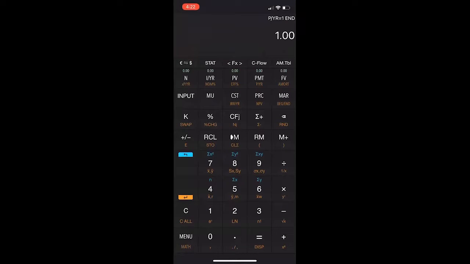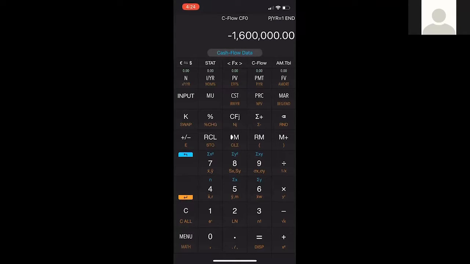Okay, the first step here that we would need to do would be, first of all, clear the calculator. So we always clear the calculator first. In this case, our first cash flow is 1.6 million. So we will put in 1.6 million here. And this would have to be negative. So we hit the minus key here to make it negative. So that's our first cash flow, and we will store it in CF0. The net operating income for the first year is 300,000. That will be a positive cash flow. So we would store that in CF1.